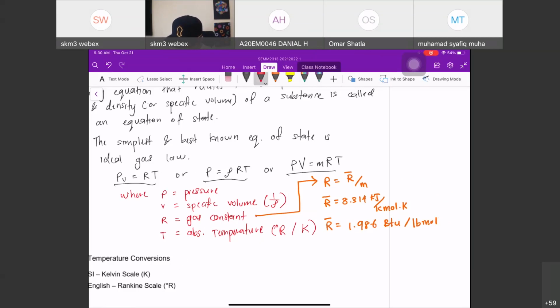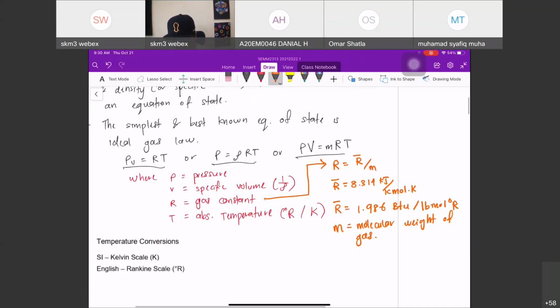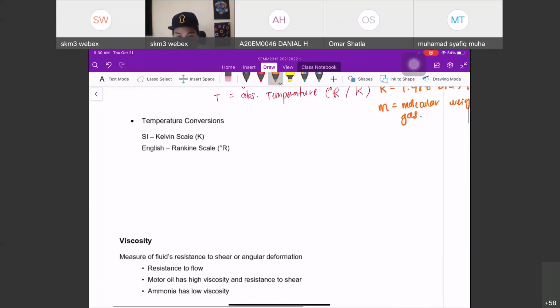All right. And M here is the molecular weight of the gas. Okay. So next we learn about temperature.